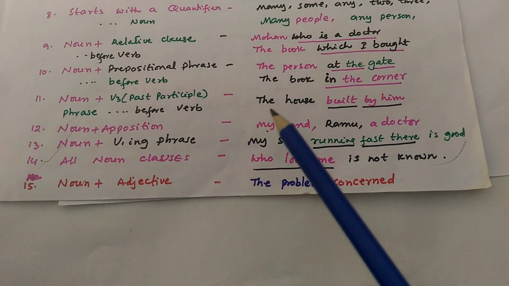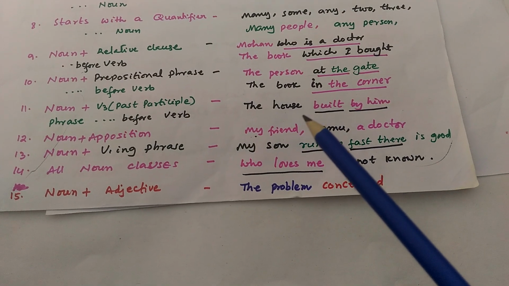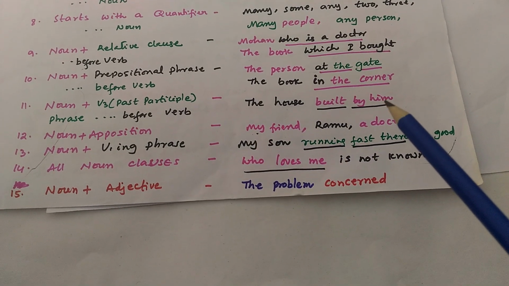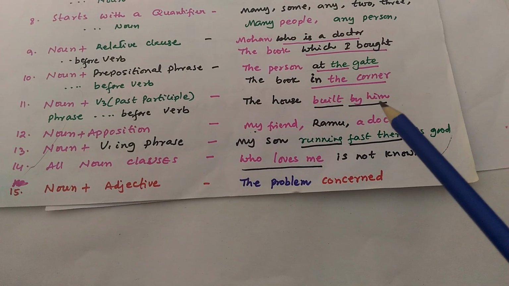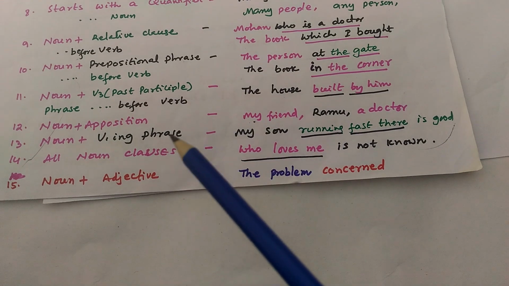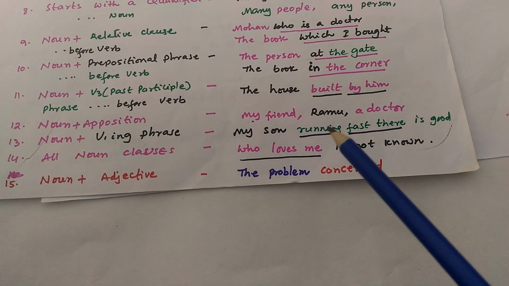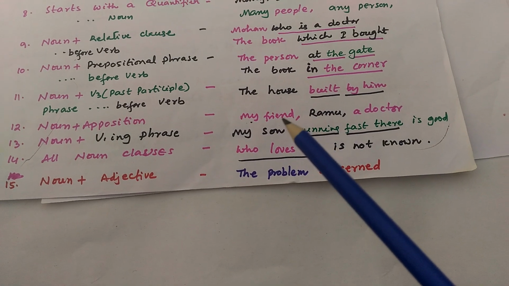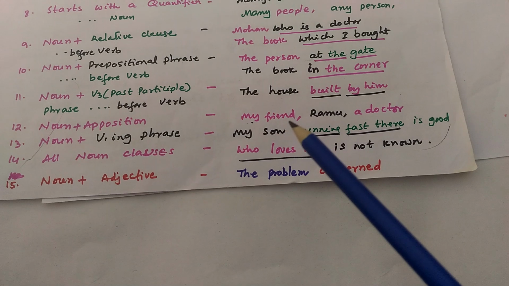Like that, noun plus participle phrase. That means the house, noun, built by him is a past participle phrase. So noun plus past participle phrase is also called a noun phrase. Next, the 11th one, noun apposition. My friend, Ramu, doctor. All these three words refer to the same person. Such type of words are called noun apposition.